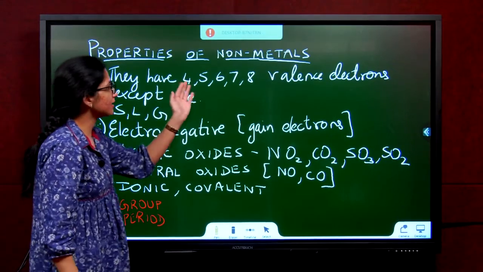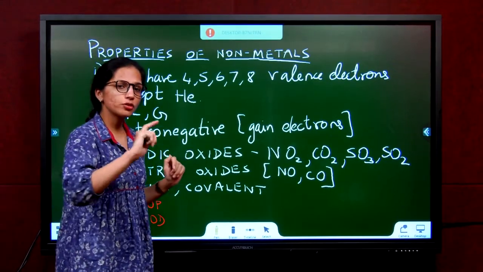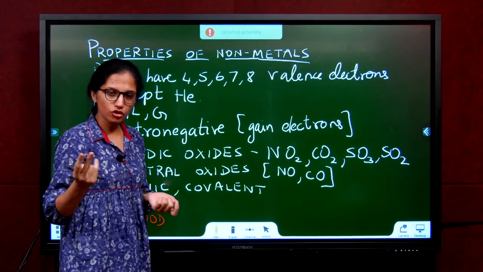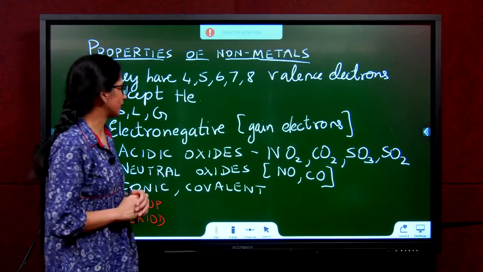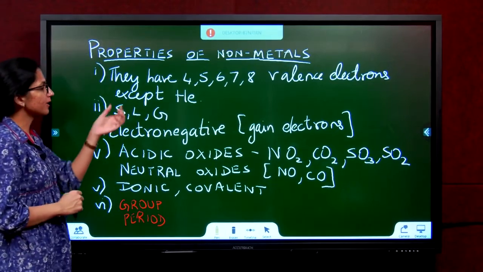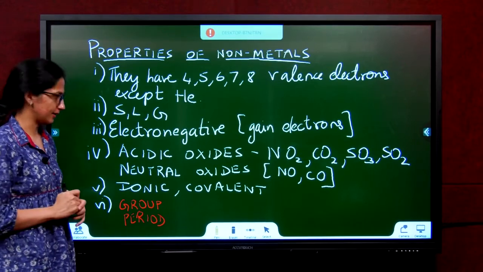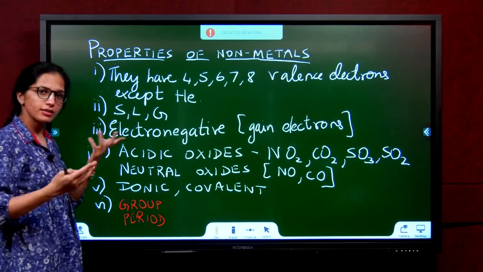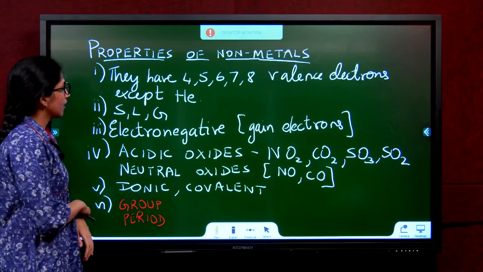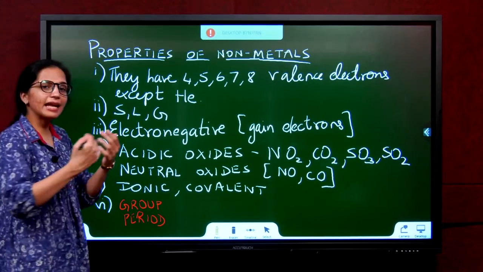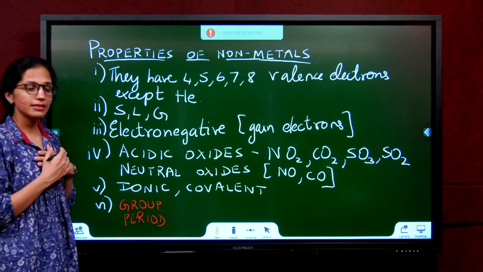Meaning all non-metals have 4, 5, 6, 7, 8. The exception to this rule was helium. Helium has only 2 electrons in its valence shell, and it is still a non-metal. Non-metals exist in solid, liquid or gaseous state. All 3 states they exist. Some are solids, some are liquids, some are gases. They are electronegative in nature. That means they take electrons to become stable.